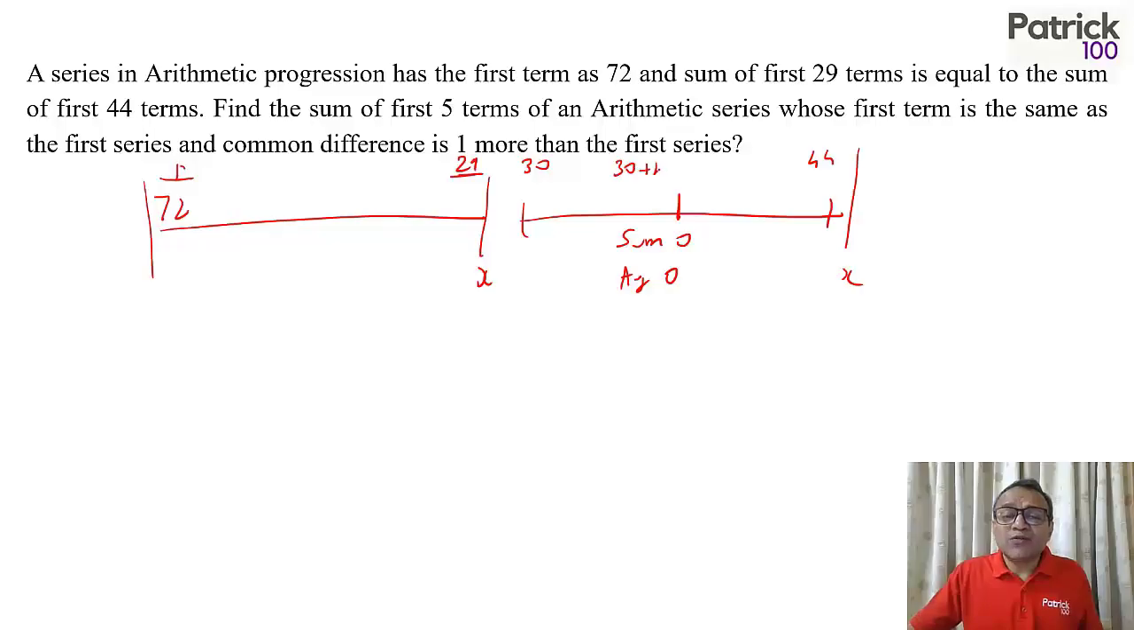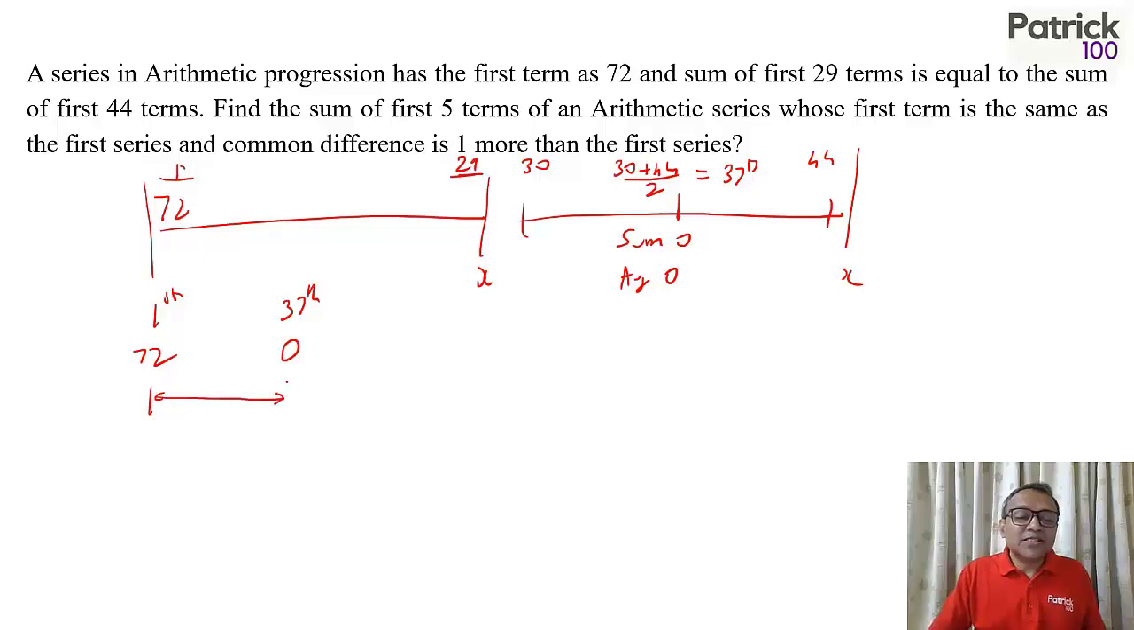Which is the middle term out here? 30th term plus 44th term upon 2, first plus last upon 2. If you look at it, it becomes the 37th term. So you can make out the first term is 72, the 37th term is 0. So it changes by minus 72 in 36 terms. So D we write as minus 72 upon 36, which is minus 2. That's the difference.